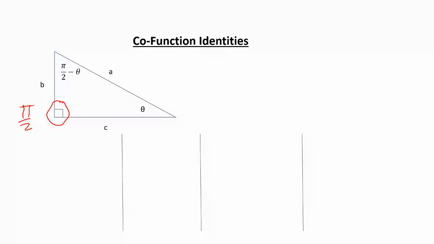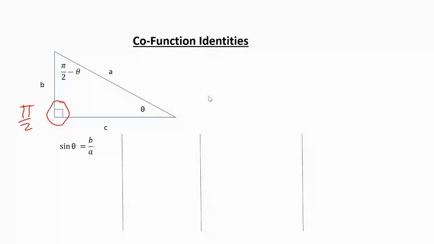I've also labeled the three sides of the triangle. I've labeled one side a, that's the hypotenuse. I've labeled one side b, opposite to theta. I've labeled one side c, opposite to the angle that we're calling pi over 2 minus theta. So let's now use some SOHCAHTOA to refer to each of these angles, starting off with the angle theta. If I took the sine of that angle, that would be equal to b over a, just opposite over hypotenuse.